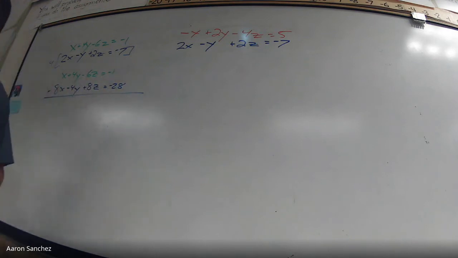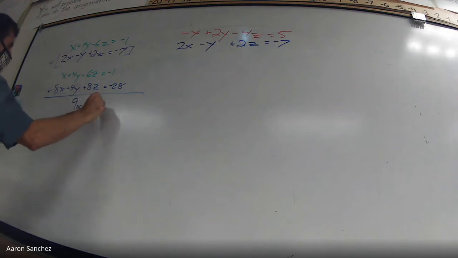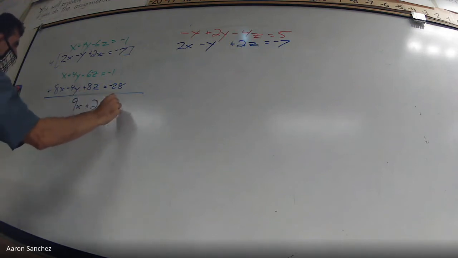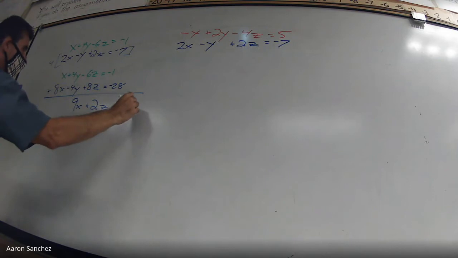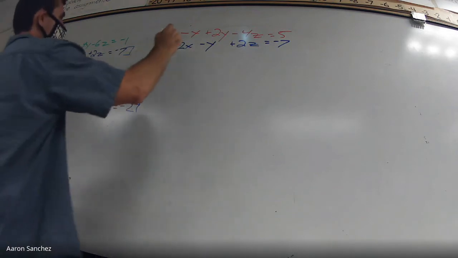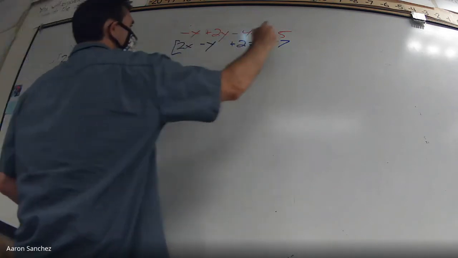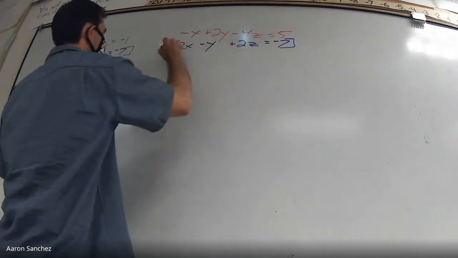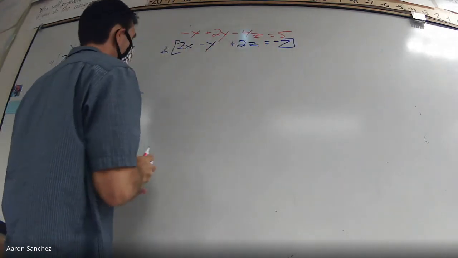I know I'm in the way. I'm trying to crouch out over here. So this will be 9x plus 2z equals negative 29. Am I right there? Look good? Check my work. So I'm going to multiply this by 2. By 2. And so I have my red.